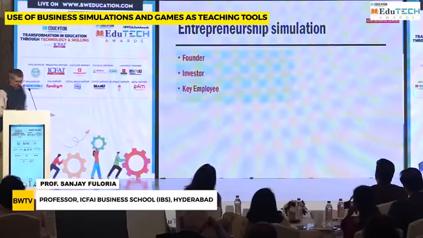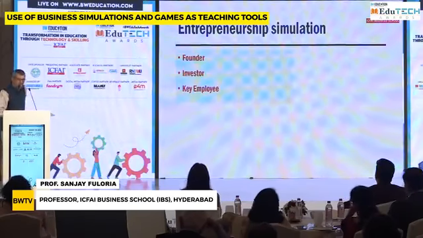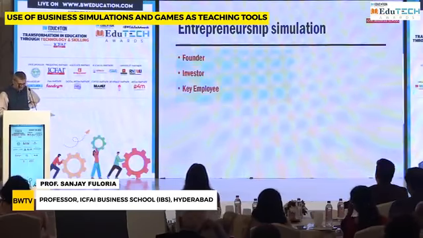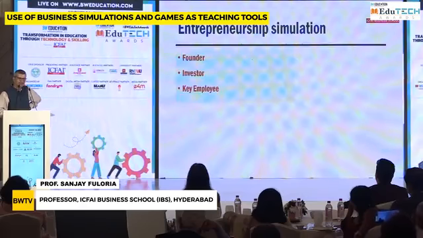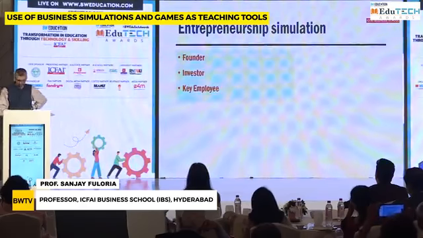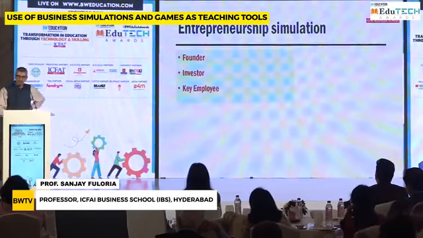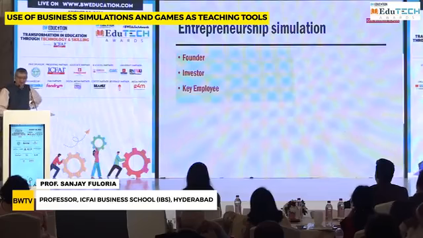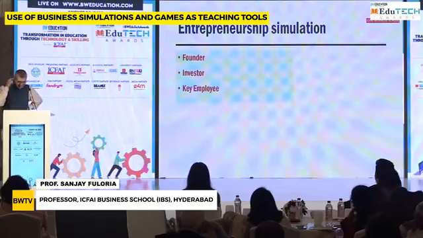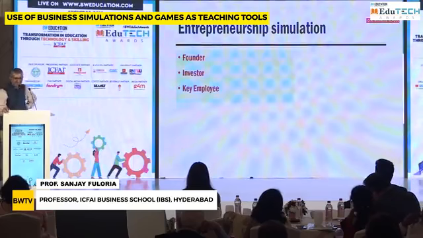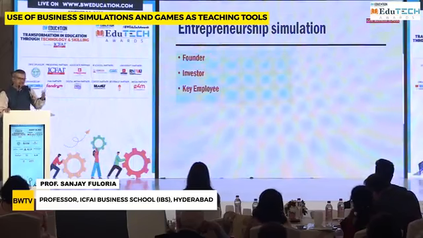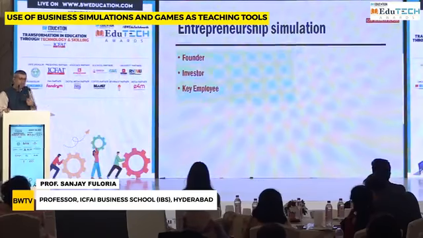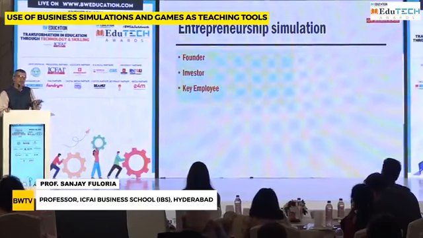And the last one is the entrepreneurship simulation, where there are 3 roles available for the participants. One is that of a founder, second is that of an investor, and third is that of a key employee. Participants can decide which role they want to play. The concepts taught through this are different valuation approaches. Now, the interesting thing is this case starts with an email that the founder sends to the investor. So the email communication itself could be a point of discussion.